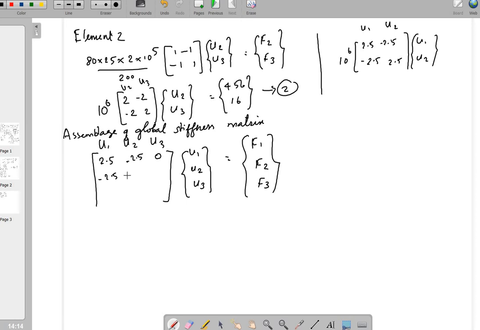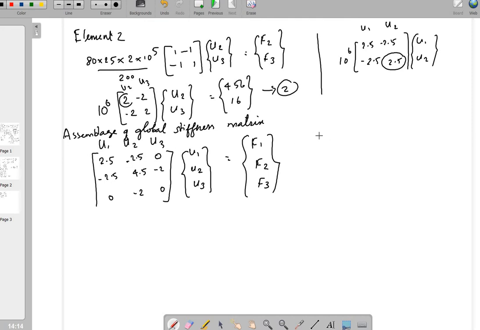Here u1 u2 is again minus 2.5. Here u2 u2 is common for elements 1 and 2, because you have the u2 u2 value as 2 here and also 2.5 here. So we take 2 plus 2.5 as 4.5. And u3 u2 you can get from here, so minus 2, and also u2 u3 is minus 2. All other elements are 0. So this is the assemblage of the global equilibrium equation.